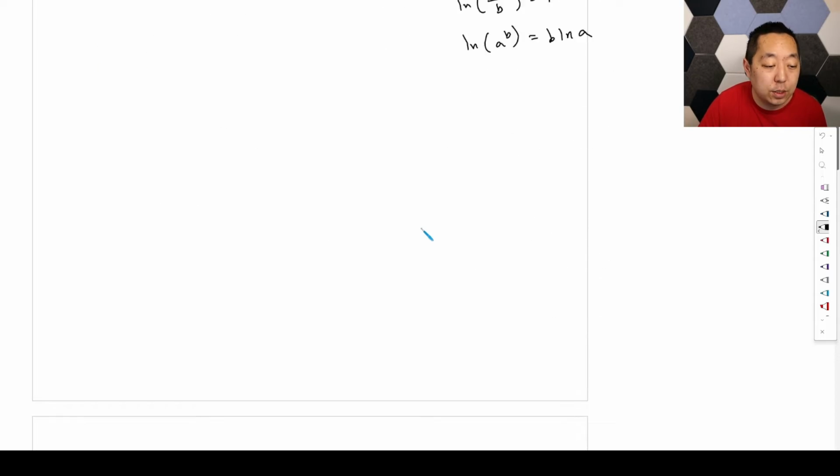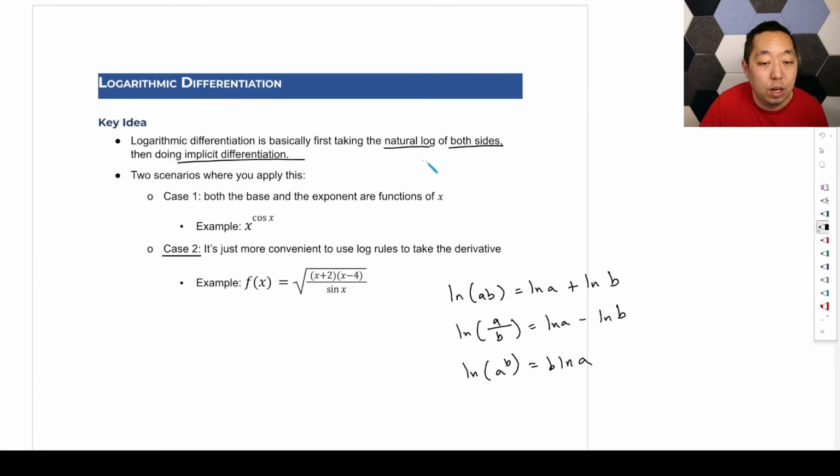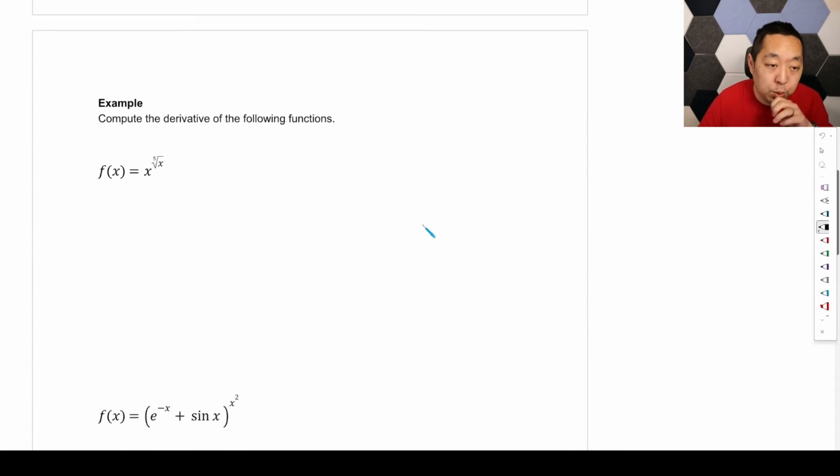Now the process is pretty simple. You take the natural log of both sides and then do implicit differentiation. Let me show you how that works. So you have x to the fifth root of x. That's not one of our base definitions, and you can't think of it as functions inside of a function like a chain rule thing, because it's not a constant. x to the x is not a base function that we can do. So you can't use some tricky things, but you can do this.